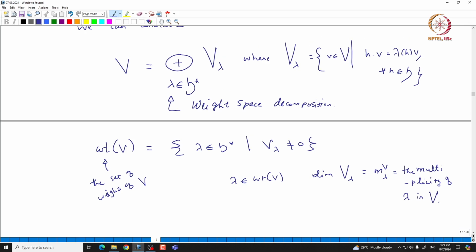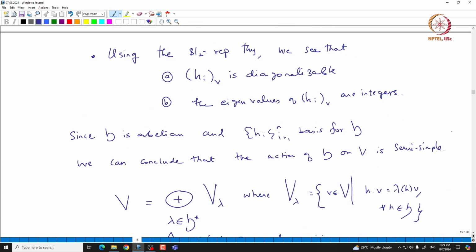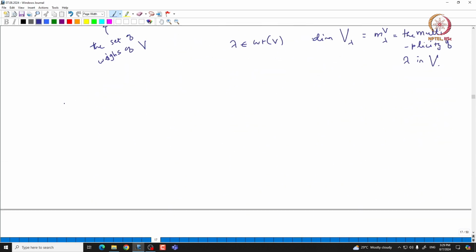Okay. And so, these spaces V_lambda are called weight spaces. Since we have fixed the Cartan, we are not actually referring to H weight space and so on, we can simply call it weight space. Now, you can easily see what the eigenvalue of Hi will be. If you take some non-zero vector v in V_lambda, for lambda a weight of V, then the action of Hi on v is given by lambda of Hi times v.